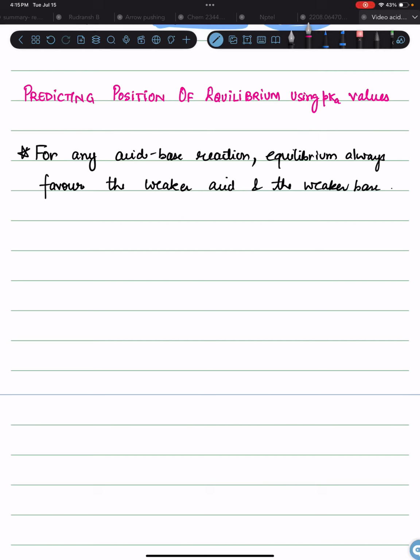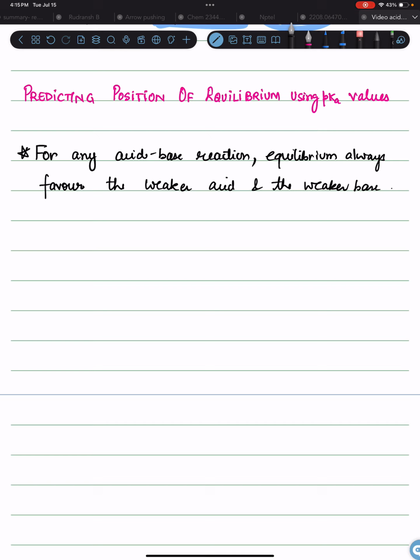In the previous lecture, we discussed that if there are two species which have the capability of donating a proton, then which one out of them would preferably act as an acid and which will act as a base. For this we use the pKa scale: the one with the smaller value of pKa will behave as an acid as compared to the one with the larger value of pKa, which will act as a base.